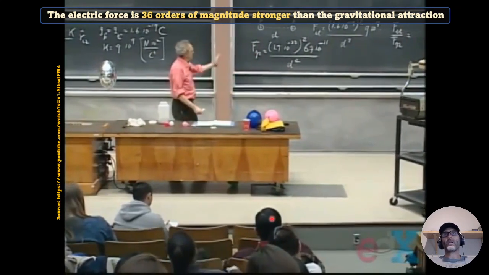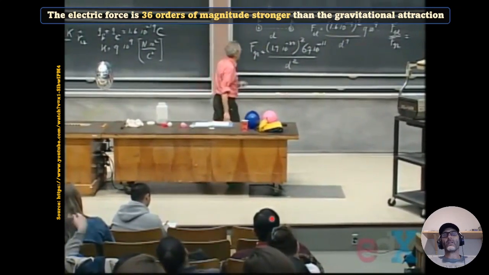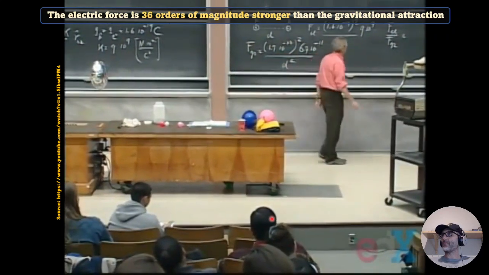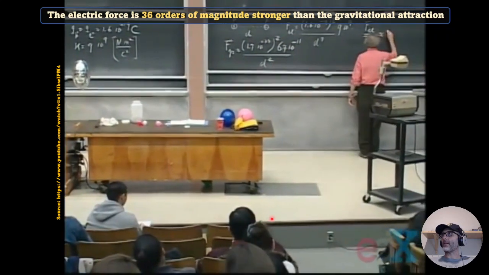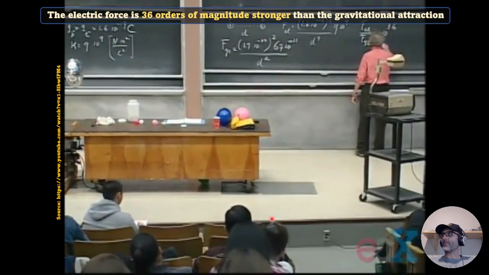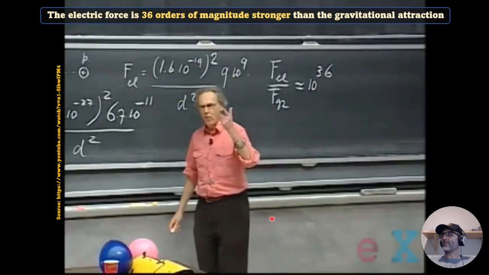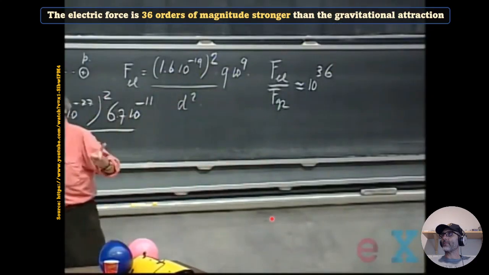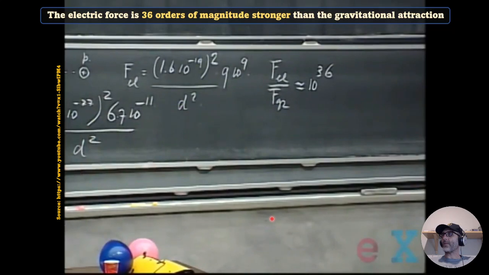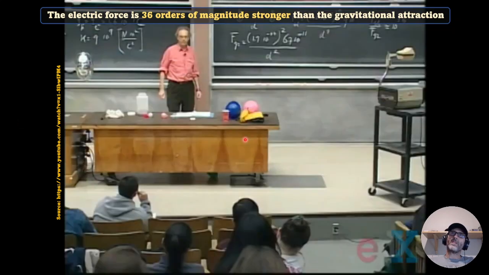And so you will easily be able to show that this ratio is roughly 10 to the 36. So the electric force is 36 orders of magnitude more potent than the gravitational attraction.